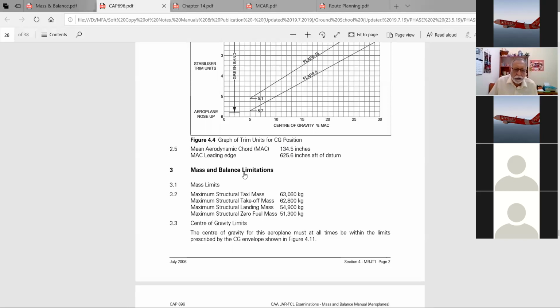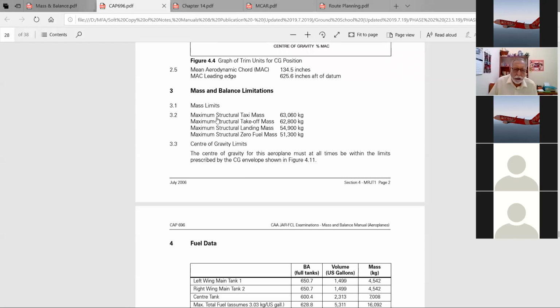Okay, now there is some other information given over here. Maximum structural taxi mass, 63060 kg. These references will be taken when we do some calculations. If other references are not given and it is mentioned MRJT, then you should quickly be able to look in your CAP 696 and find out the maximum structural taxi mass, maximum structural takeoff mass, maximum structural landing mass, and zero fuel mass. These are all structural limitations given by the manufacturer.